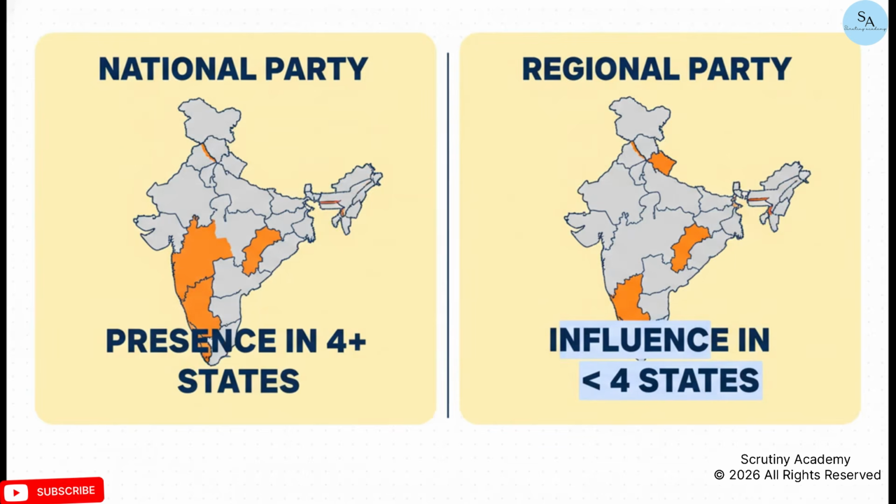Here's a classic differentiate between question: national versus regional party. The absolute easiest way to remember this is that a national party is a big deal in 4 or more states. A regional party, just like the name says, is influential in less than 4 states. Mentioning the specific percentages is great if you can, but that 4-state rule is the main point you need to hit.